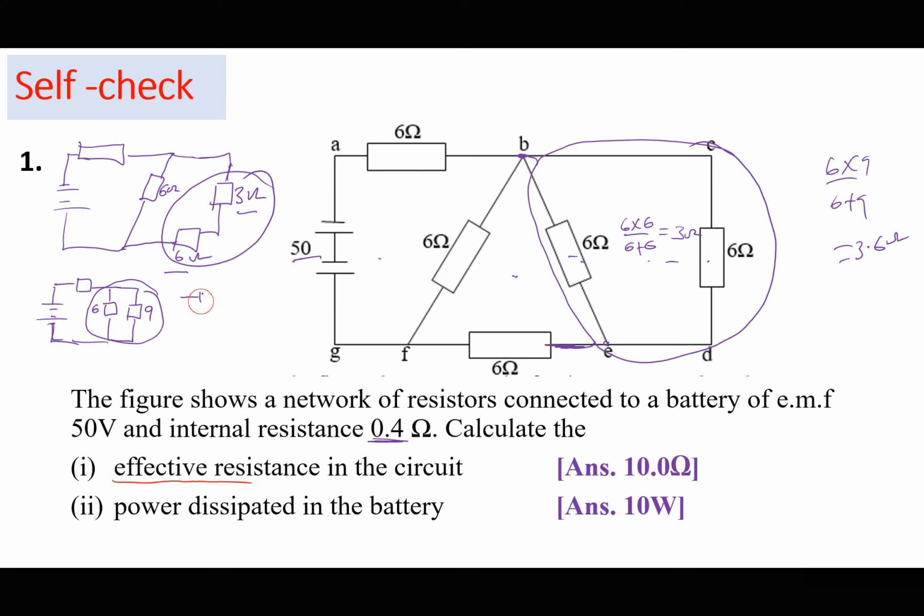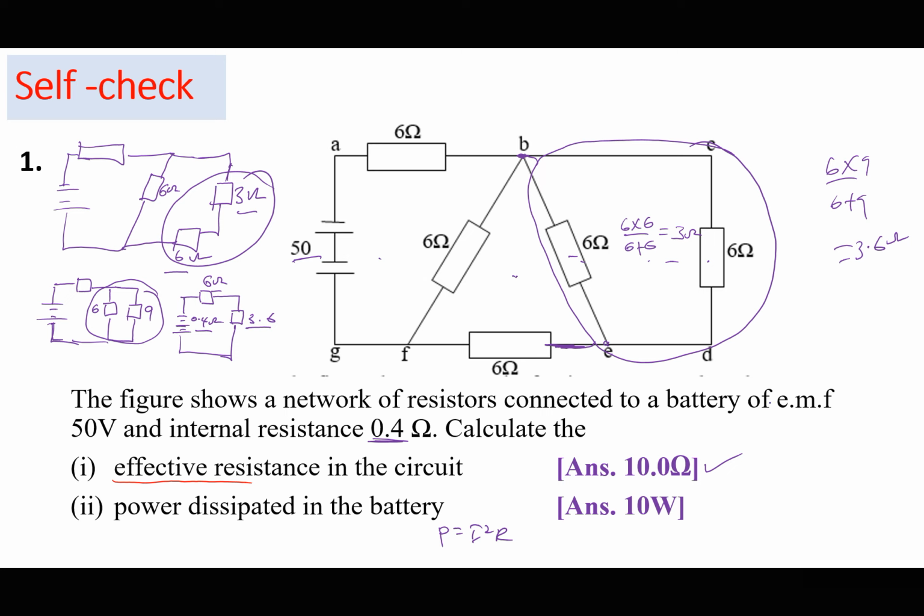Then these two again combine to form a resistor of 3.6. So you come up with another circuit like this, where you have a resistor of 3.6 instead of the 6 ohms. But there's the cell, something like that. Remember, the cell has a resistance of 0.4 ohms. So now we have 1, 2, 3 resistors in series, which combine to form 10 ohms.